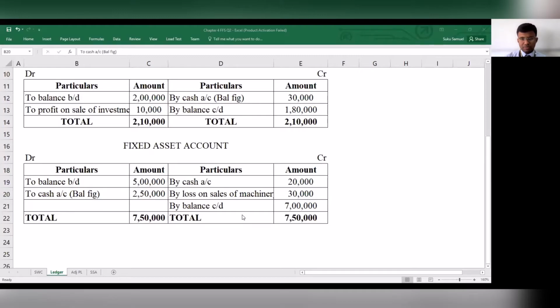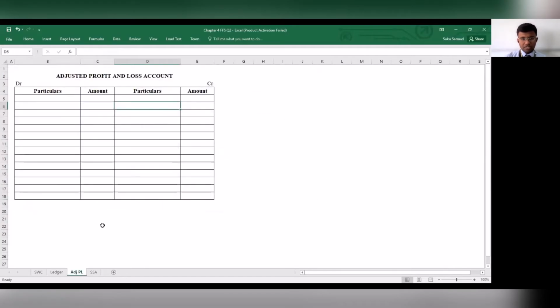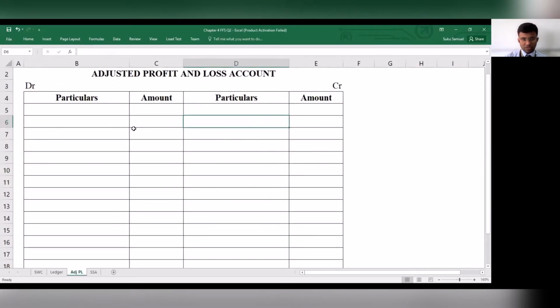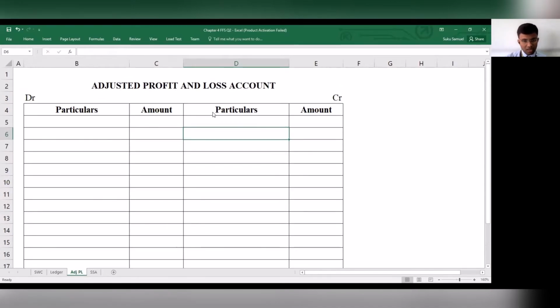So we've completed the preparation of ledger accounts. Now let's move on with the adjusted profit and loss account. How would we start? We would start off with the net profit brought down, and the opening balance over here is 1 lakh.